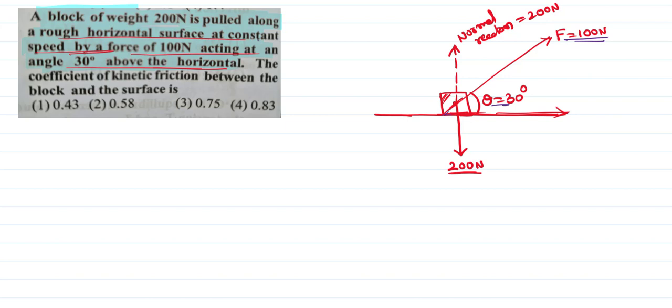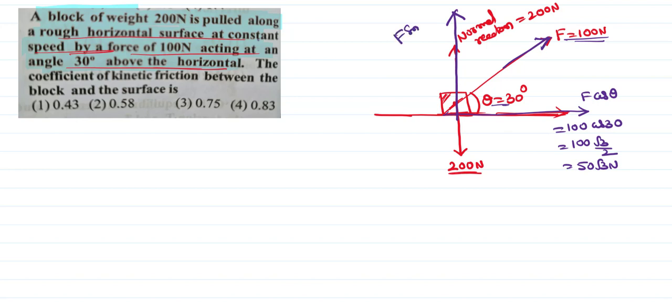It is a vector which can be resolved into components. This becomes an adjacent component. We know the formula for the adjacent component as F cos theta. F is 100, theta is 30, cos 30. Cos 30 is root 3 by 2, that is 50 root 3 Newton. That's the horizontal component of that force. That force also will have a vertical component. This force will have both components.